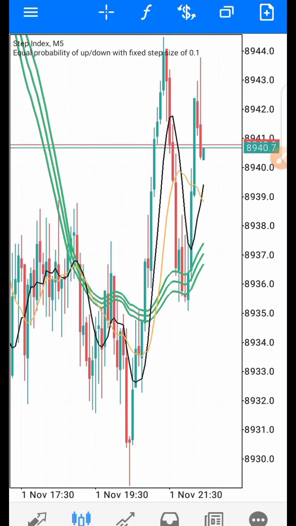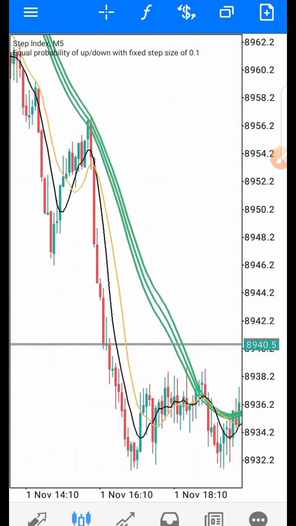Hello traders, I found this quick, very simple, easy strategy on Step Index in the 5 minute time frame.